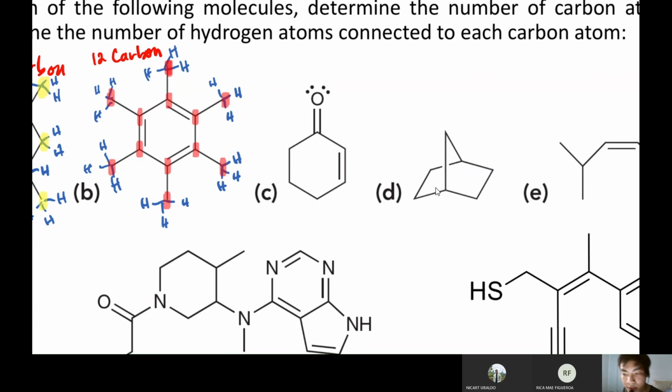Ilang carbons? 6. Ay, 5. 5 po. 6 din. So, 6 lang din siya. No? So, may 6 edges kasi. 1, 2, 3, 4, 5, 6. May 6 carbons. No? So, ilang hydrogens dito?